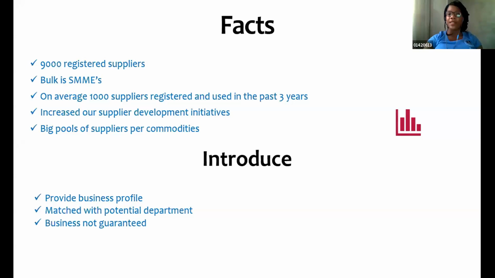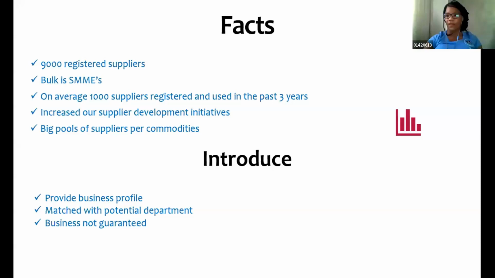We are giving you the platform to manage and market yourselves within the university so that you can quote should you be required to. People can have your profile on hand should they want more services. That is what we are giving you as SMMEs.